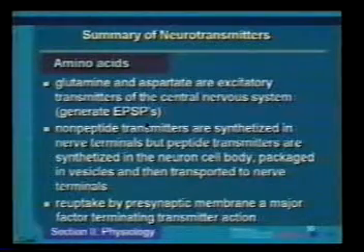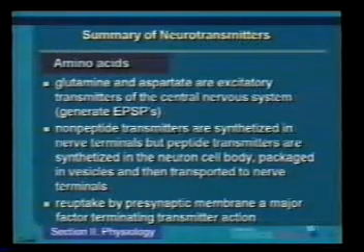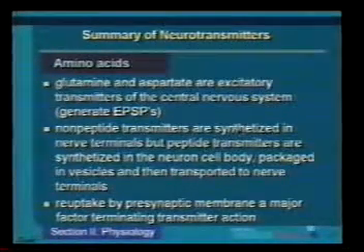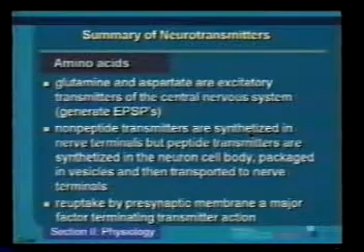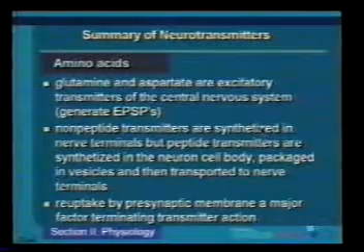Now, another point that they may test here is that non-peptide transmitters are basically synthesized in nerve terminals. Earlier, we went through the steps in the synthesis of acetylcholine and norepinephrine. Acetylcholine and norepinephrine are synthesized in nerve terminals. But with amino acid transmitters, they are synthesized in the neuron cell body. So it's in the neuron cell body that synthesizes these amino acids.